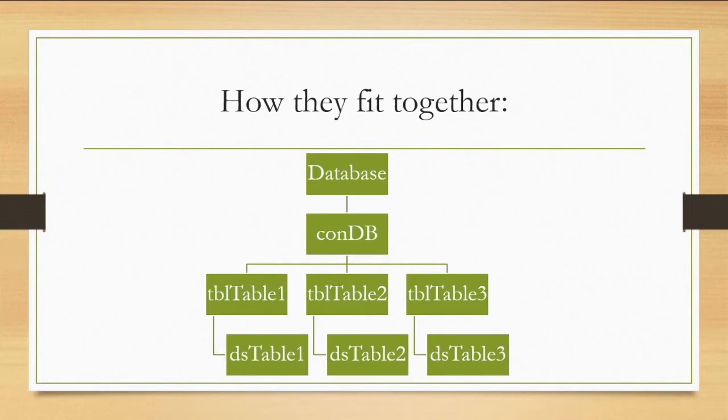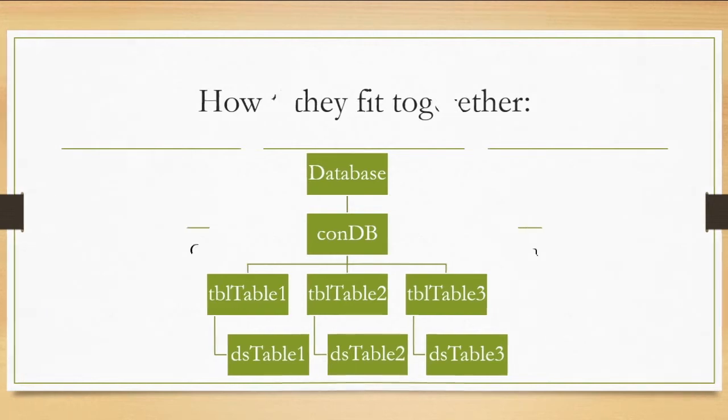As you can see, we've got the database which flows into the ConDB. The ConDB flows into each of the tables, table 1, table 2, and table 3, and then each table flows into its correct data source. Table 1 flows into data source for table 1, table 2 flows into the data source of table 2, and table 3 flows into the data source of table 3.